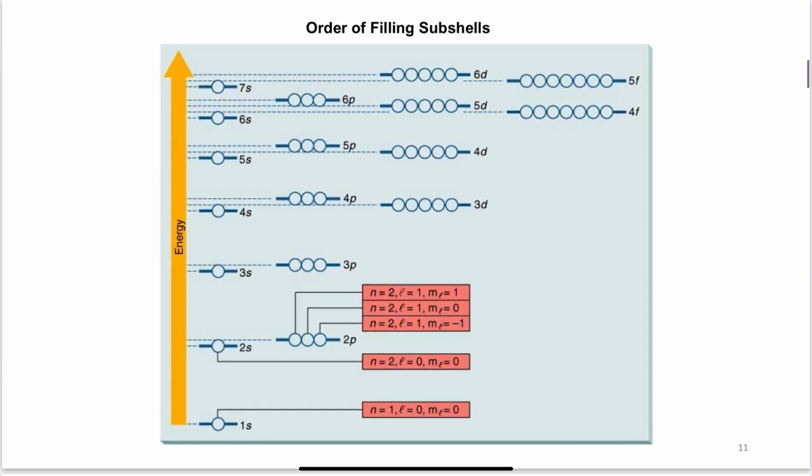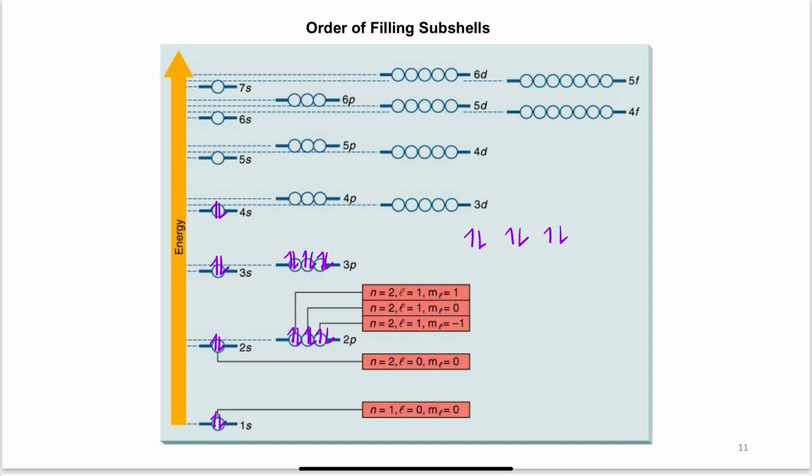Here's a nice diagram from your book actually showing how these things are just filled. This is, again, the same thing the periodic table is doing. We fill your 1s electrons first, and we can fill 2 electrons per orbital. So 1s fills, then 2s, then 2p, parallel before paired, 3s, 3p, parallel before paired. Notice I'm putting the first electrons in spin up, the second electrons in spin down.